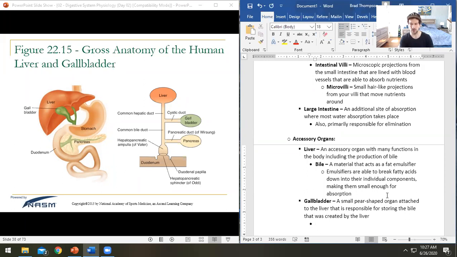It is also responsible for secreting it into the small intestine. Now, again, if you were to have gallbladder surgery and have this removed, they would basically just connect that duct straight there. And that's why you don't really have to have your gallbladder.